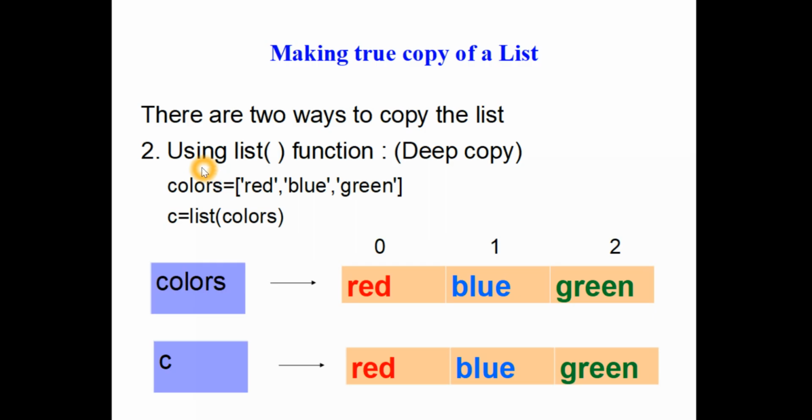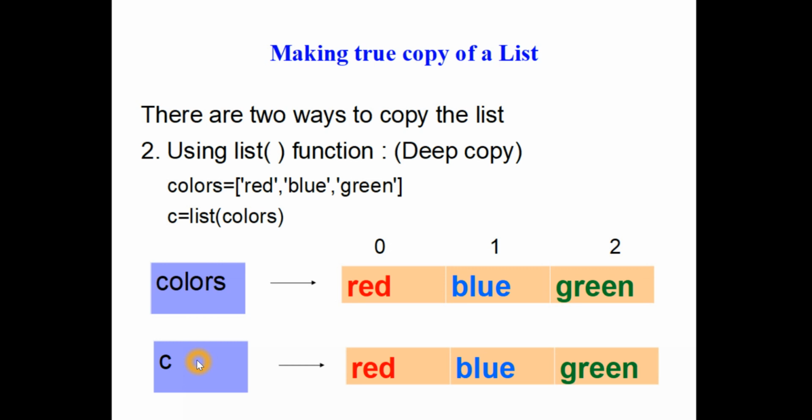The next method is using the list function. It is also called a deep copy. This method is used to create the true copy of the list. So first there is colors equal to, storing the values red, blue and green. Now the colors is given inside the list function. Using the assignment operator, we are assigning the value to C. But in this method, colors and C will be stored in separate memory locations. So whatever changes we are doing in the colors, it is never going to reflect in your C.